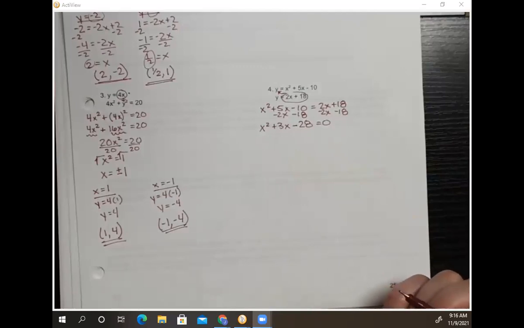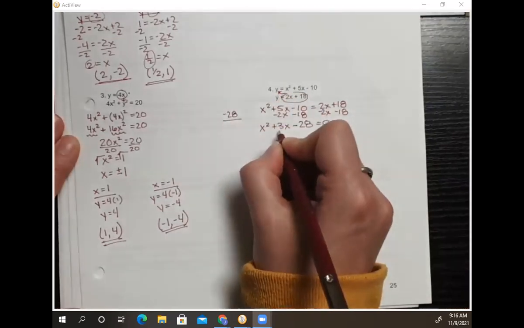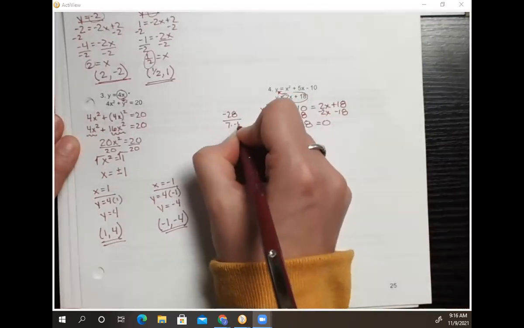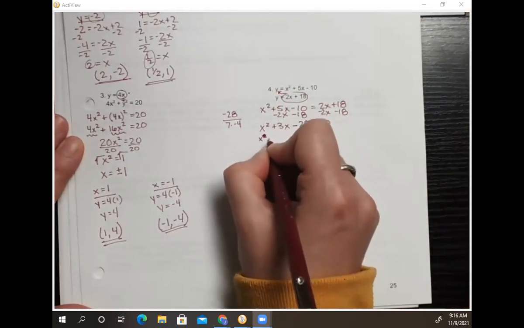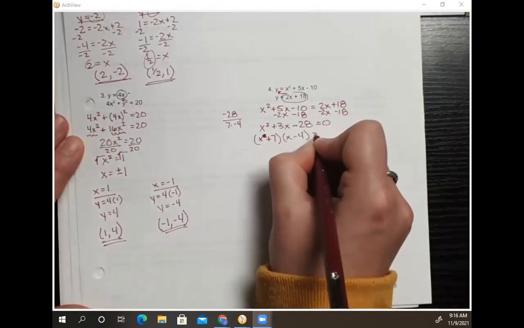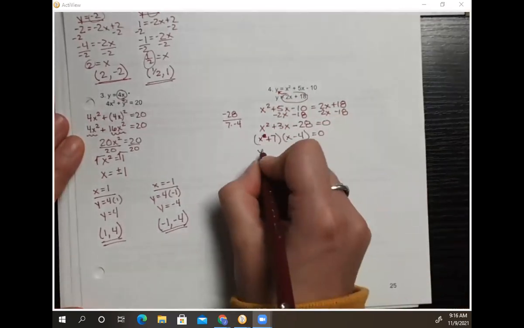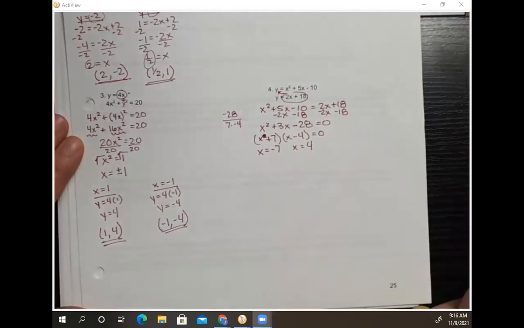This is also something that factors really nicely. Factors of negative 28 that add to 3 would be 7 and negative 4. So I'm going to factor this thing. We get x plus 7 times x minus 4. So my x values would be negative 7 and 4.